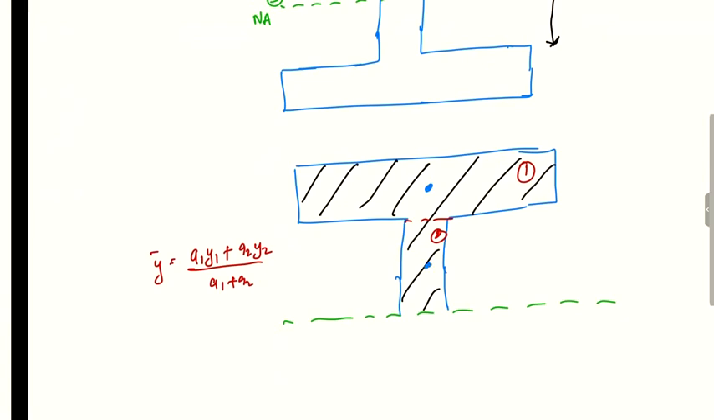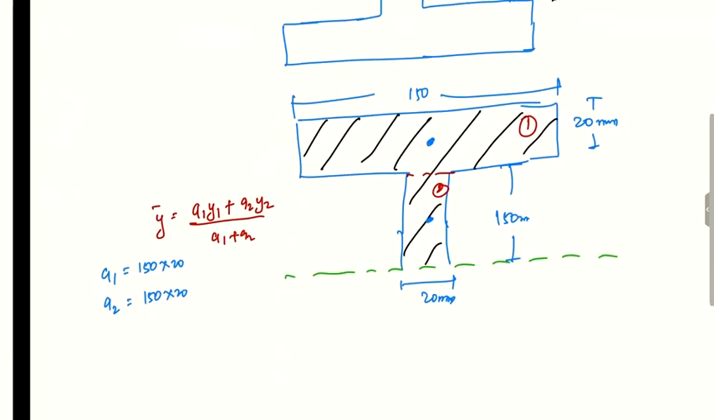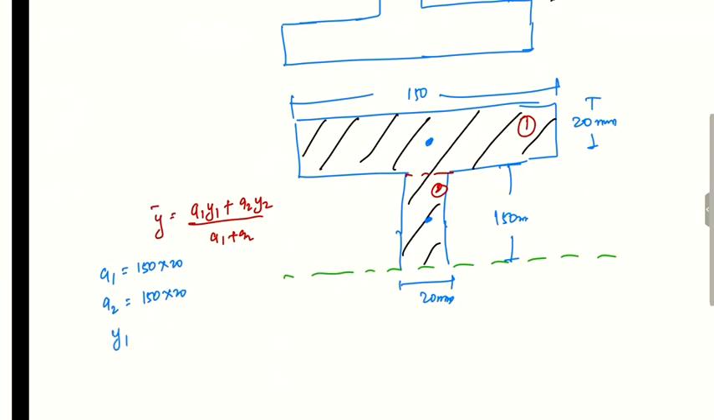So y1 and A1, I will get it as 150 into 20. I hope that you remember this. A2 is also 150 into 20, because this is 150 mm and the thickness here is 20 mm. You remember that? And y1 comes next.